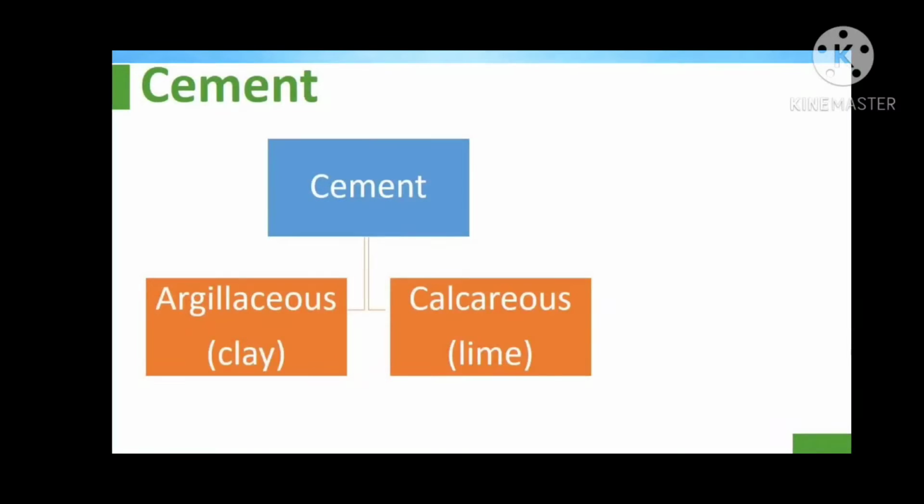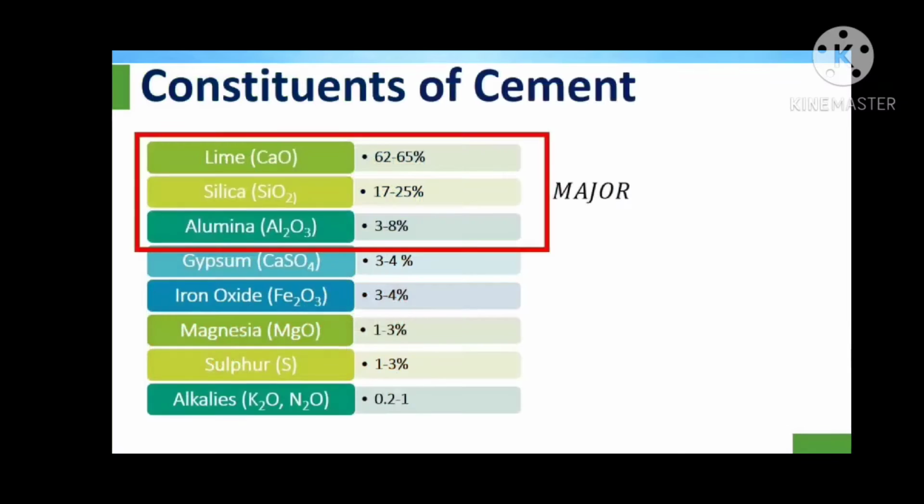Cement is a composition of argillaceous and calcareous constituents. Constituents of cement: lime 62 to 65%, silica 17 to 25%, alumina 3 to 8%, gypsum 3 to 4%, iron oxide 3 to 4%, magnesia 1 to 3%, sulfur 1 to 3%, alkali 0 to 1%.